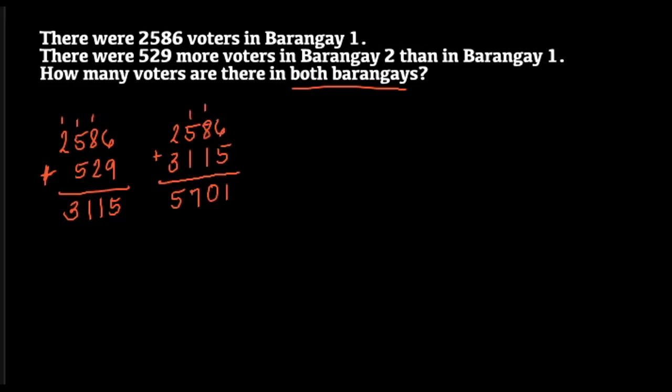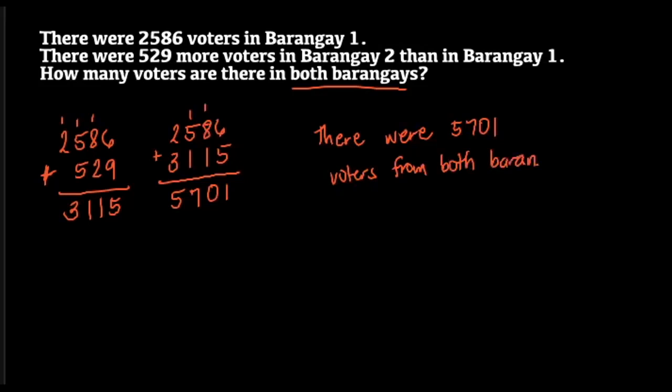So there were 5,701 voters from both barangays. Were you able to get the same answer? If not, please double check your regrouping and how you added both values.